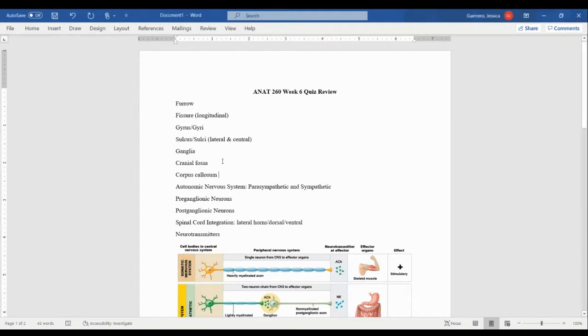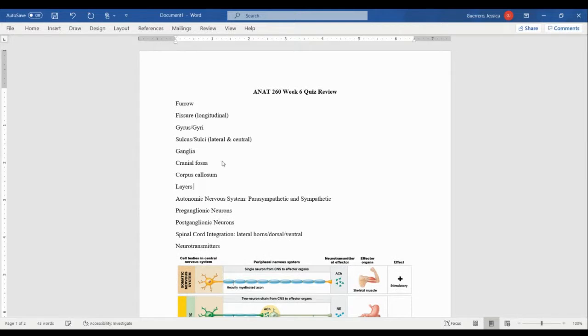You need to know the layers of the meninges. I'm going to spell that wrong, I always do. You need to know the order and what each layer is composed of and what its responsibility is. It's a development question. Brainstem.